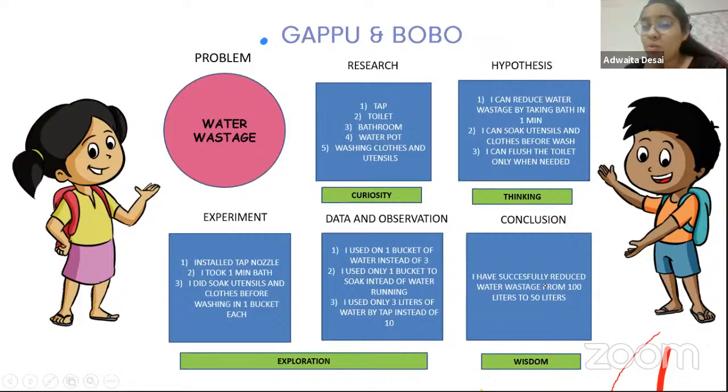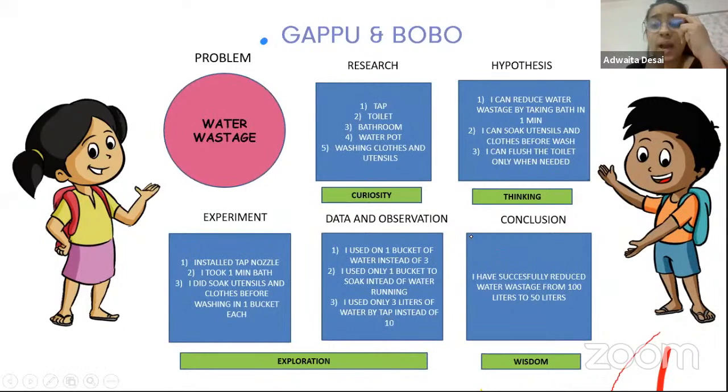And now what is the conclusion? I have successfully reduced the water wastage from 100 liters to 50 liters. This is my conclusion and this is something I've done with my wisdom. So have you understood everyone? Curiosity, thinking, exploration, wisdom. Yes, ma'am.